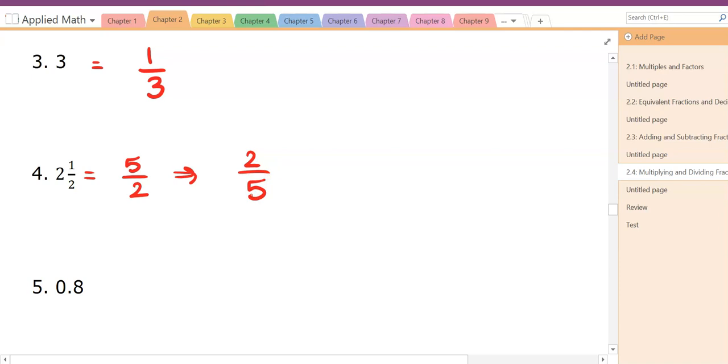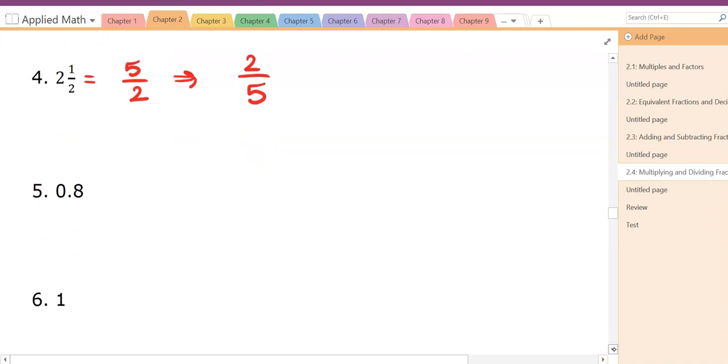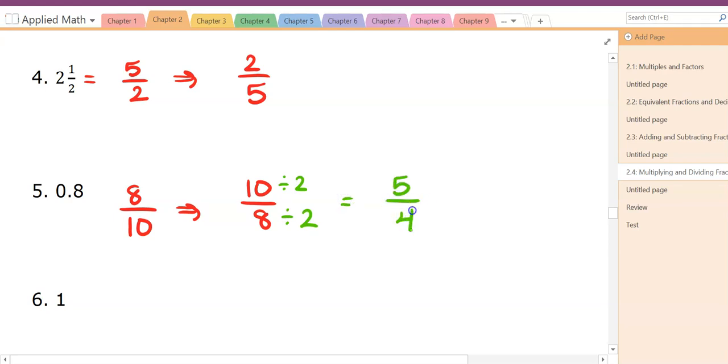Did anyone do number 5? 5 over 4. So 0.8 would be what as a fraction? 8 over 10. So they wanted you to write it as a fraction first, even though they're giving you a decimal. Then if you flip this, it becomes 10 over 8, but that can get reduced because we can take a 2 out of both. And so we get 5 over 4, and I'm okay if you guys leave it there.